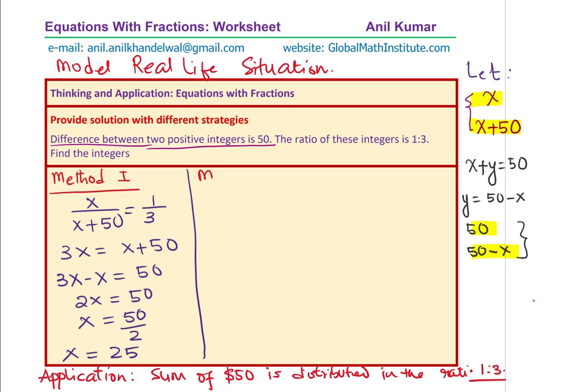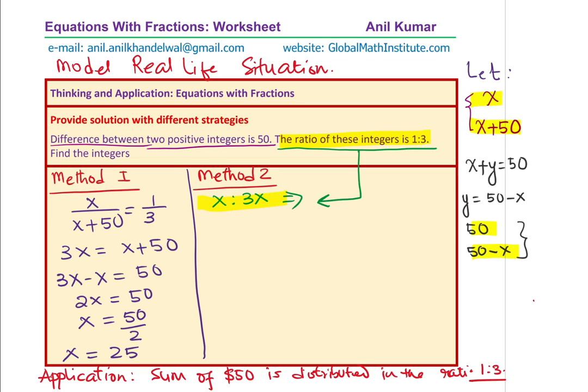So, let's now look into method 2. Method 2 is very, very simple. Now, it says the ratio of two integers is 1 is to 3. So, we'll focus more on the second statement, which is the ratio of integers is 1 is to 3. So that means if one integer is x, then the other integer is 3x. You get the idea. So that really implies the statement that the ratio of these integers is 1 is to 3. Does it make sense to you?